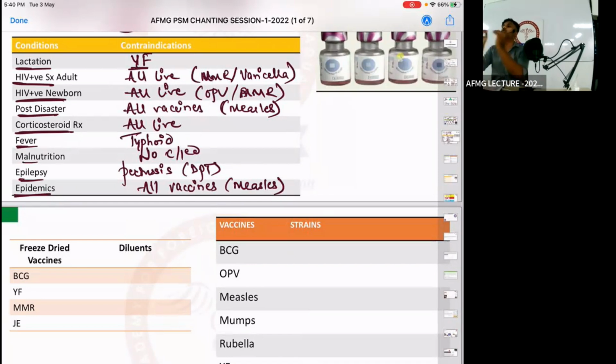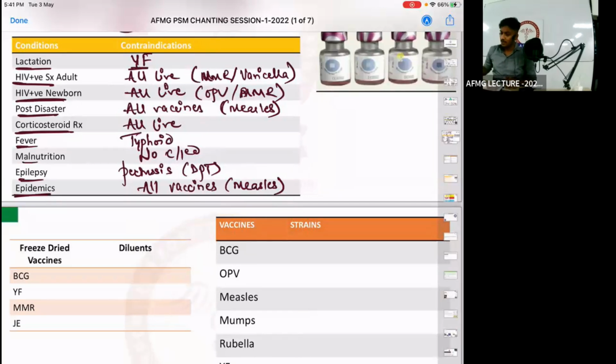So before the actual disease starts, the measles vaccine will form antibodies. Therefore, during an epidemic of measles also we can give the measles vaccine. But in any other epidemic, no vaccine is recommended. Okay? So which vaccines are contraindicated in epidemic? All vaccines except for measles. Why? Because it has a shorter incubation period from the vaccine.